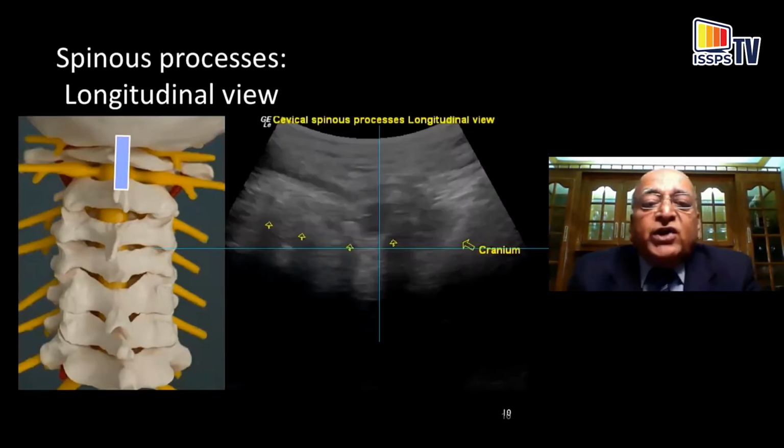Moving on to a longitudinal view. Here, I'm using a curvilinear so I can see multiple different spinous processes. That is the only reason why I'm using that, just to demonstrate that you can see many of them.